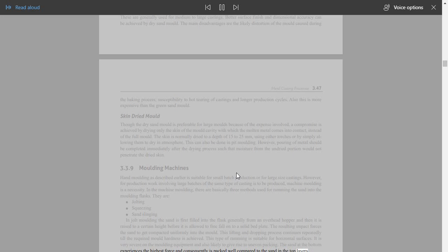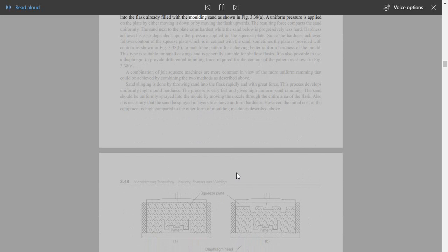The sand at the bottom experiences the highest force, and consequently is packed well compared to the sand in the top layers. In squeeze ramming, a plate slightly smaller than the inside dimensions of the molding flask is fitted into the flask already filled with the molding sand, as shown in Fig. 3.38a. A uniform pressure is applied on the plate by either moving it down or by moving the flask upwards. The resulting force compacts the sand uniformly. The sand next to the plate rams hardest while the sand below is progressively less hard. Hardness achieved is also dependent upon the pressure applied on the squeeze plate.